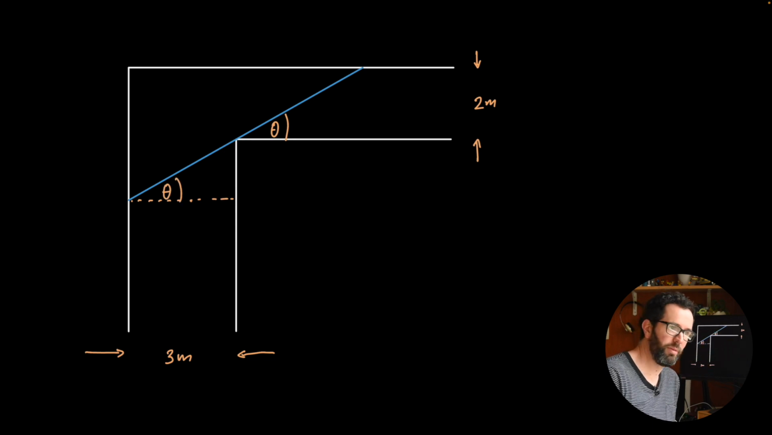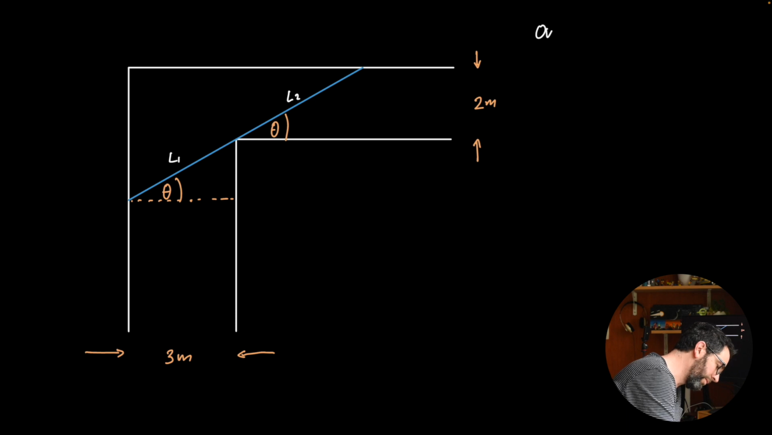And so basically we want the length of this blue line as we change the angle theta. So let's split the length of the line up into two pieces. We'll call this one L1 and this one L2, and then our overall length is just going to be the sum of those.